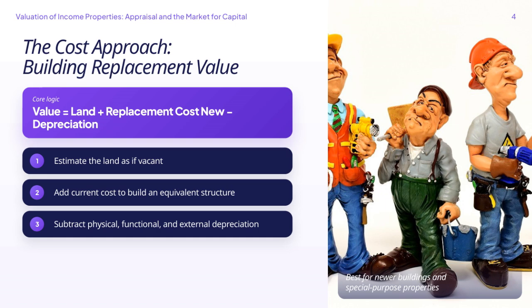that might reduce value. This approach works best for newer buildings and special-purpose properties where the replacement cost is more predictable and relevant. It's a practical way to appraise property by focusing on tangible costs rather than relying solely on market comparisons or income potential.